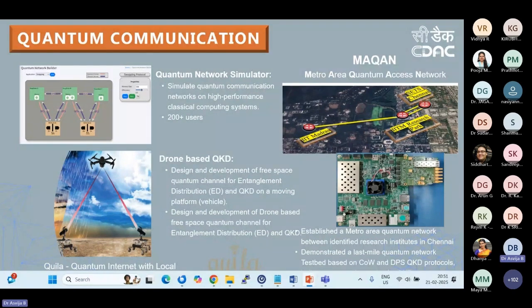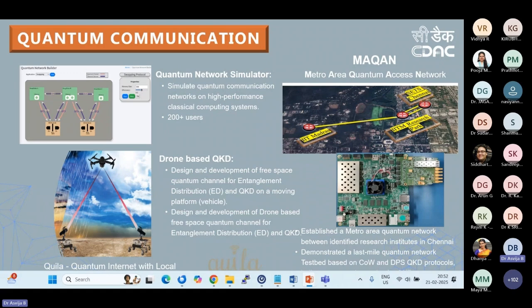Very similar to the quantum circuit simulator, we also have a quantum network simulator, which tries to mimic the functionalities of various quantum communication protocols, including QKD as such. In addition to the simulator, we are also involved in setting up a physical quantum key distribution network as part of an initiative called Makan.